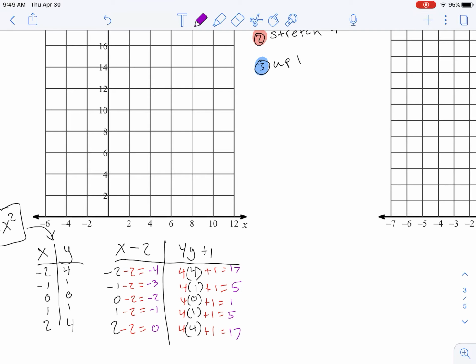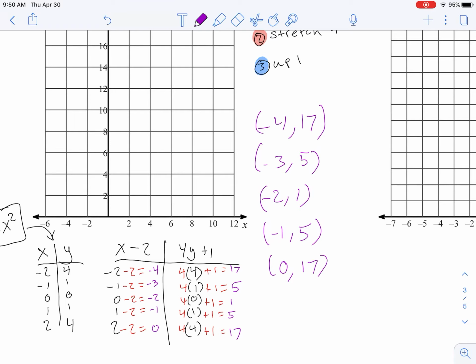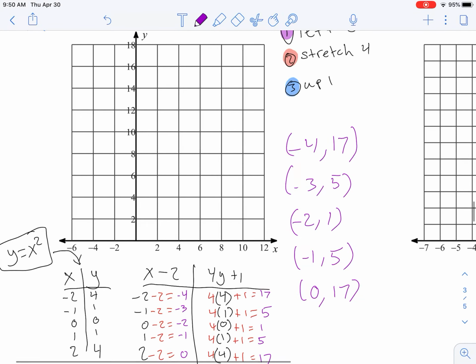So I have my points of (-4, 17), (-3, 5). These should be in parentheses because they are points. I have (-2, 1), (-1, 5), and (0, 17). So here's what I'm going to do. I'm going to plot each of those points on the graph. Negative 4, 17 is going to be halfway between 16 and 18. So it's going to be right here. I'm going to have to be using halfway points because this is counting by 2's.